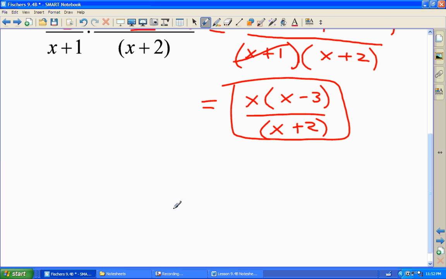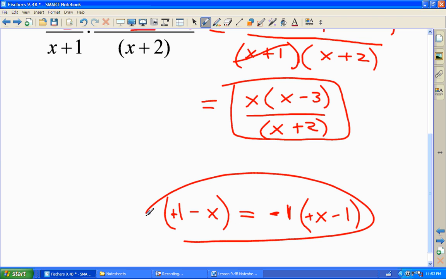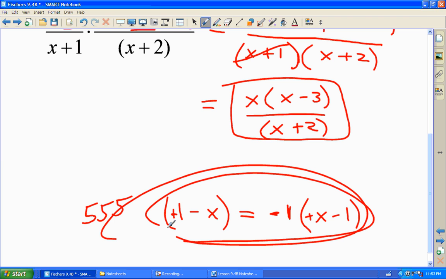Notice that in one example, they did have a 1 minus x, and they changed that to a minus 1 times an x minus 1. They moved the order of these two and changed the signs, right? This is a plus 1 minus x. That's a plus x minus 1. They just moved a negative 1 out front, and that makes things cancel nicely sometimes. So be aware of that little trick they did on page 555 in example 3, that little tool.